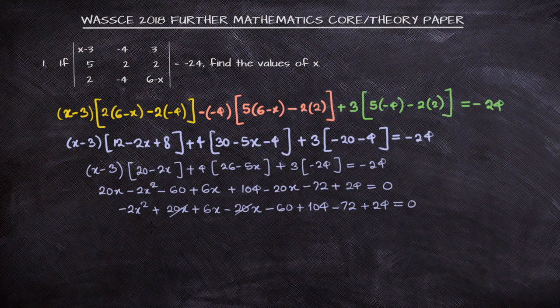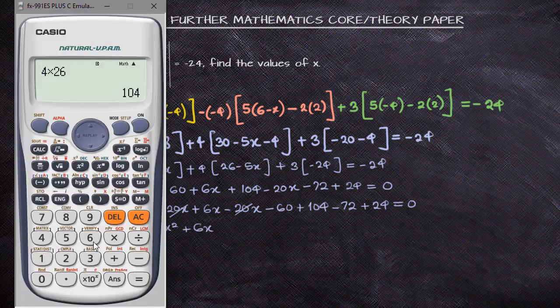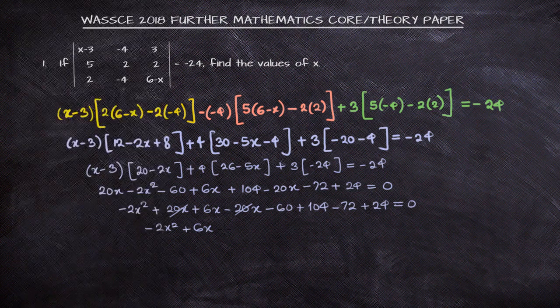So that means this will give us minus 2x squared plus 6x. Now, if you sum all this, we have minus 60 plus 104 minus 72 plus 24. That will give us minus 4, is equal to 0. Now, I can just divide all through by minus 2, because all of them are divisible by 2. So, everything over minus 2, minus 2, minus 2.